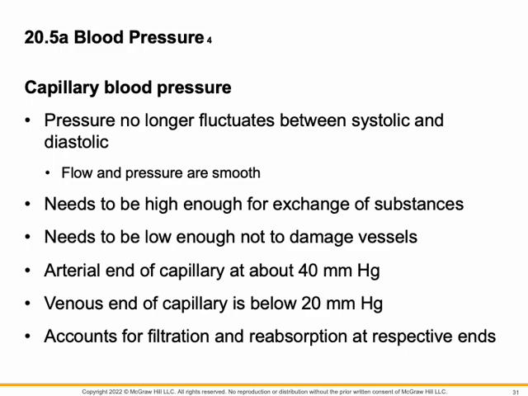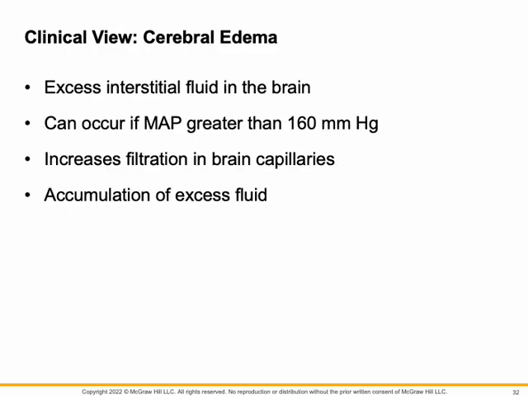So again, you need a sufficiently high net filtration pressure on the arterial end to promote filtration, and then you'll have a much smaller pressure on the venous end that promotes reabsorption, right? So again, filtration on the arterial end of the capillary, and then you'll have reabsorption on the venous end, right?